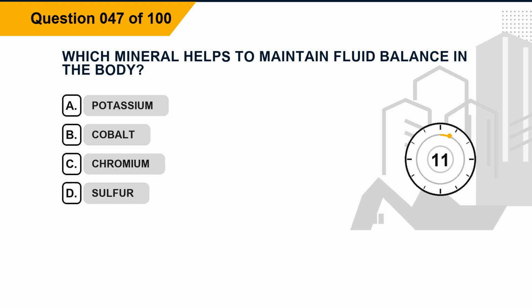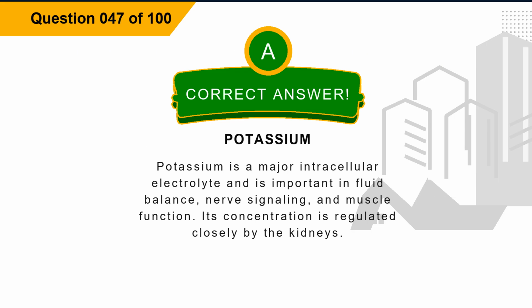Question 47. Which mineral helps to maintain fluid balance in the body? Option A, potassium. Option B, cobalt. Option C, chromium. Option D, sulfur. The correct answer is option A, potassium. Explanation. Potassium is a major intracellular electrolyte and is important in fluid balance, nerve signaling, and muscle function. Its concentration is regulated closely by the kidneys.